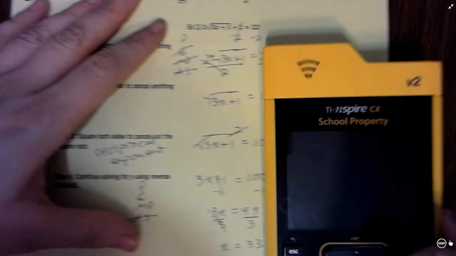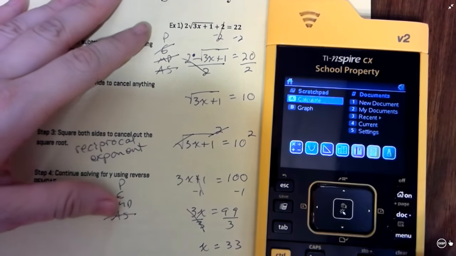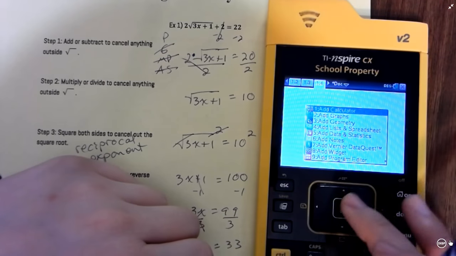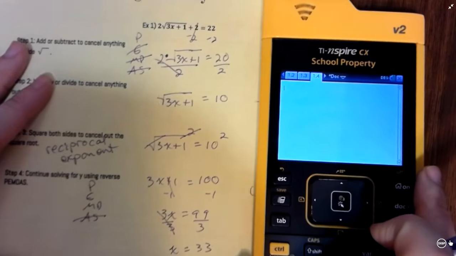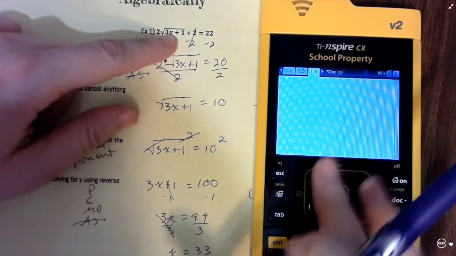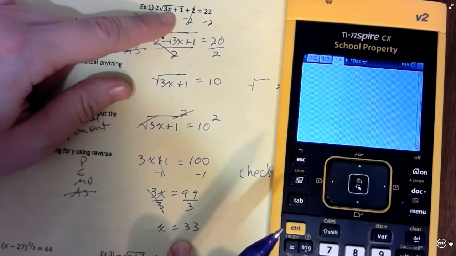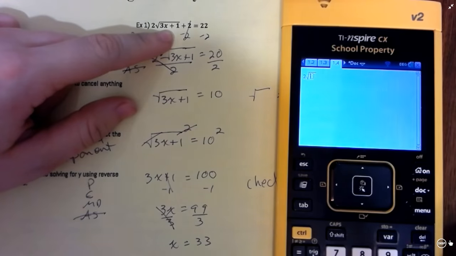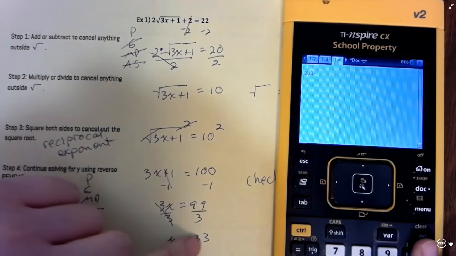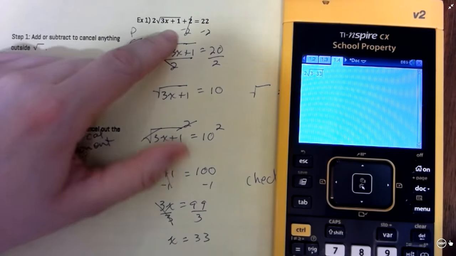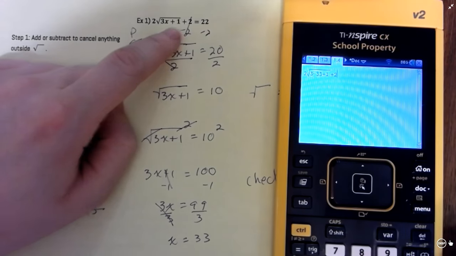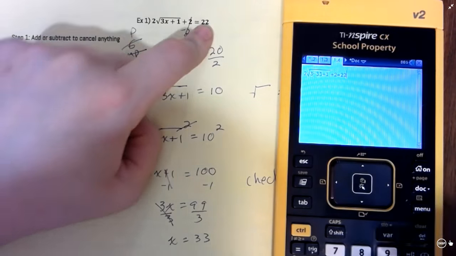So the way you check is to grab your calculator and go to a calculator page. And that has a bunch of stuff on it, so let's start a new one. And you're basically going to type the equation into the calculator, but where you see x, you're going to put the number you just got. I'm going to put 33. So 2 square root of 3 times x, so 3 times, but don't type x, type the number you got for x, which is 33. Then plus 1, and then plus 2, and then equals 22.